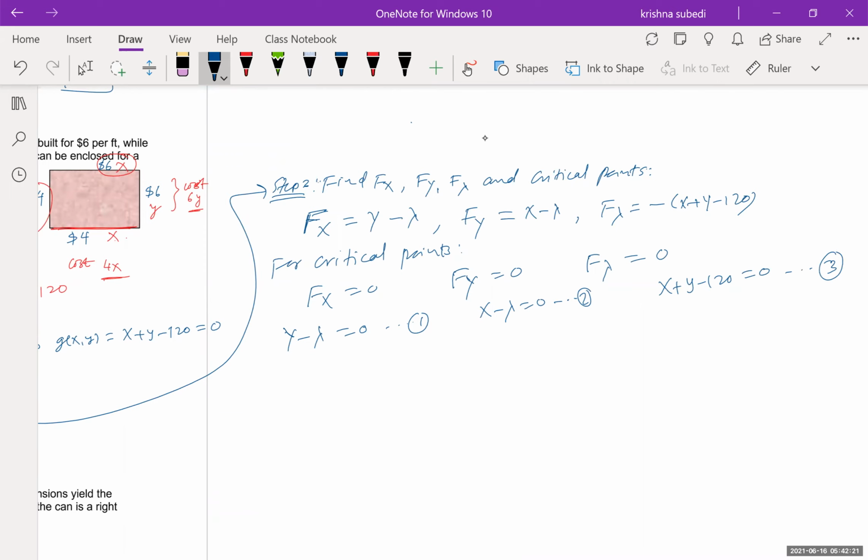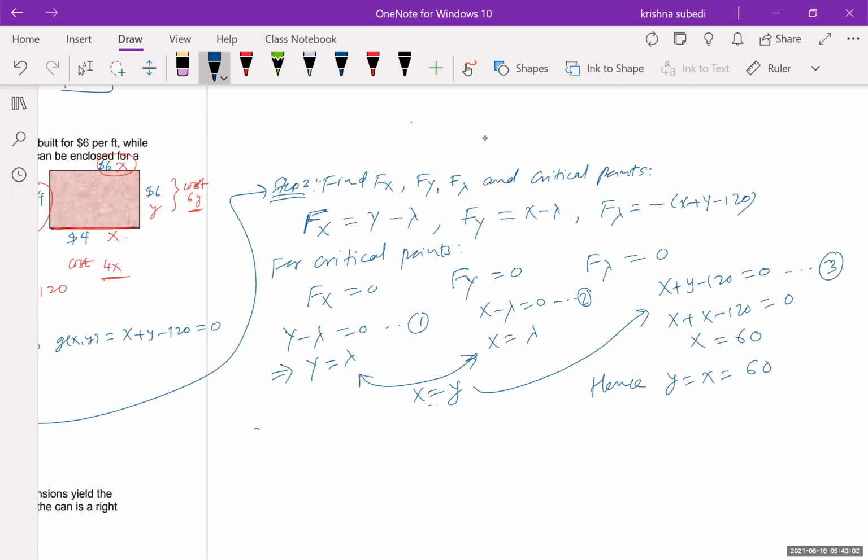Okay, solve these three equations. From this one, you'll get y equals lambda, and from this one, you'll get x equals lambda. That is very similar to example 1 that we discussed. If you combine these two, we get x equals y, and substitute the value there. You're going to get x plus x minus 120 equals 0, so you'll get x equals 60. Since x and y are equal, hence y equals x equals 60.